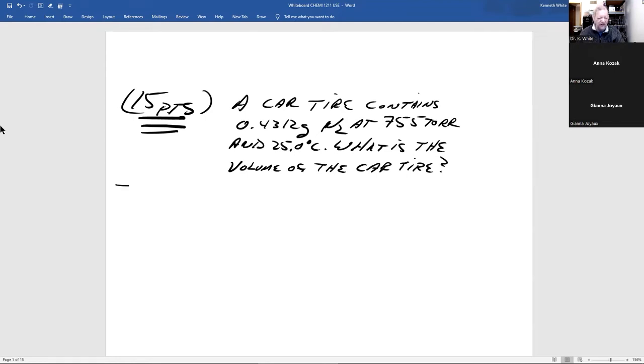So what I'd like you to do here first, we're going to do this stepwise. What are you being asked to find? What are you given? Write that down. When you're done, give me a thumbs up.